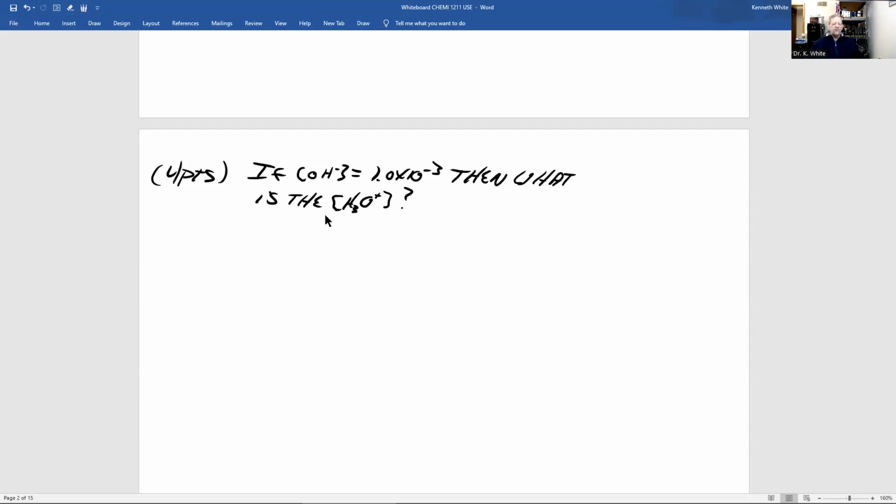All right, let's look at this one. If the hydroxide OH minus concentration, remember brackets means concentration, moles per liter, is 1.0 times 10 to the minus 3. On these types of problems, you don't put down moles per liter, but that's what it is. Then what is the hydronium ion concentration? So we're going to do 2 problems, and this time I'm going to let you have more fun.